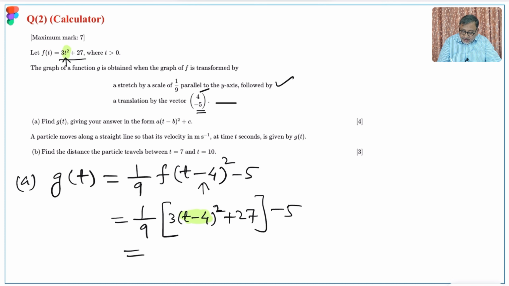Now when we open the bracket, 3 multiplied by 1 by 9 will give me 1 by 3 (t minus 4) bracket square, then 27 divided by 9 will be 3, and 3 minus 5 will give you minus 2. So the whole function will become this. So g of t is this. Let me highlight it.